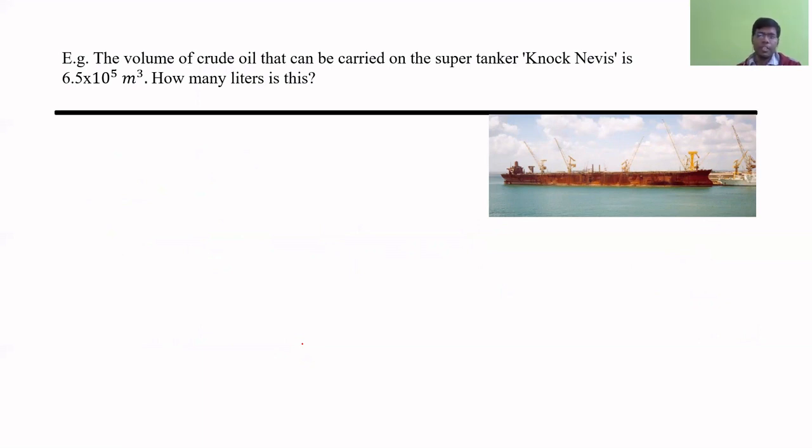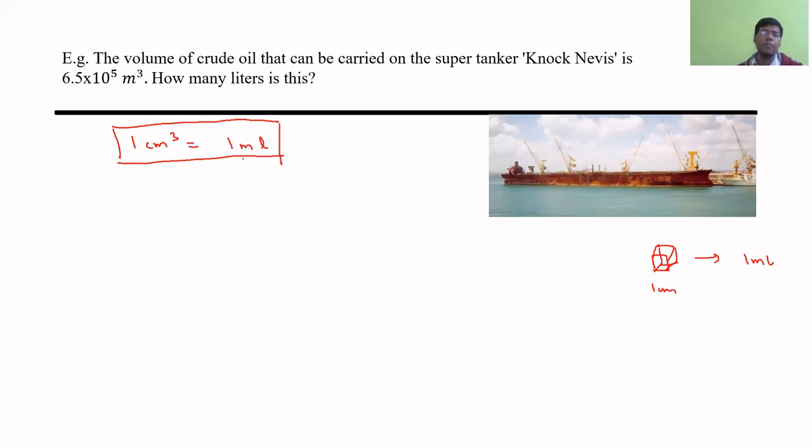Okay, so this is an important conversion which we should know. That is 1 centimeter cube is equal to 1 milliliter. If you take a cube, this is just approximate, of 1 centimeter by 1 centimeter by 1 centimeter, this will be the same as 1 milliliter. So this conversion is very important. Please try to remember this, that 1 centimeter cube is equal to 1 milliliter.